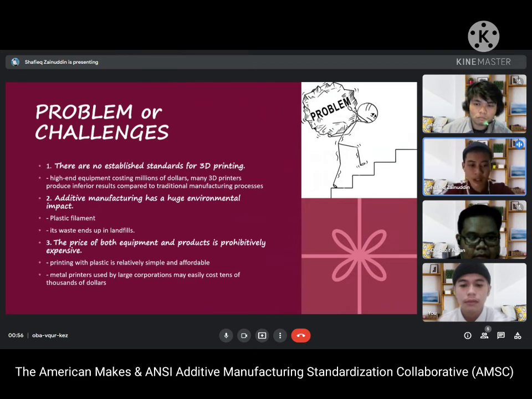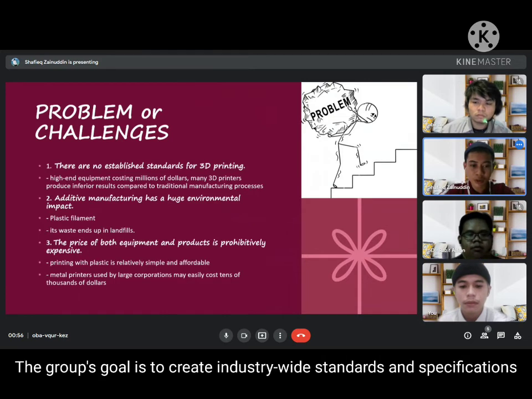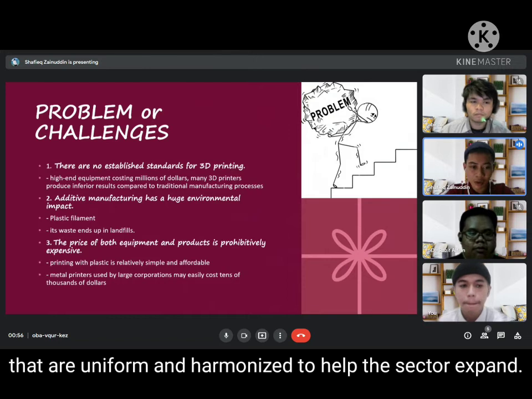The America Makes and ANSI Additive Manufacturing Standardization Collaborative is working to alleviate this concern. The group's goal is to create industry-wide standards and specifications that are uniform and harmonized to help the sector expand.